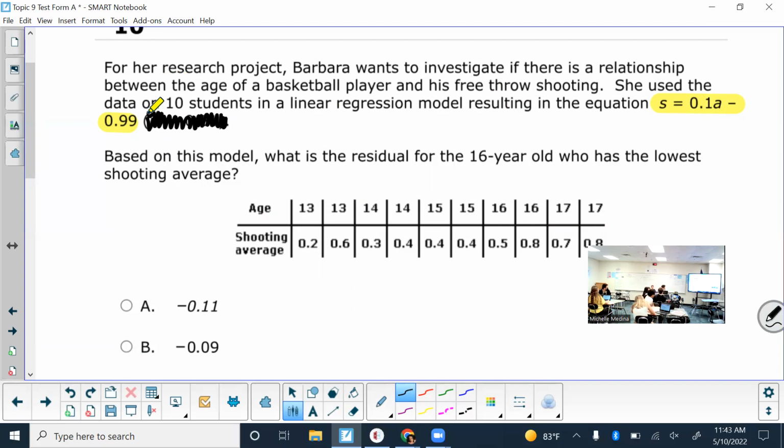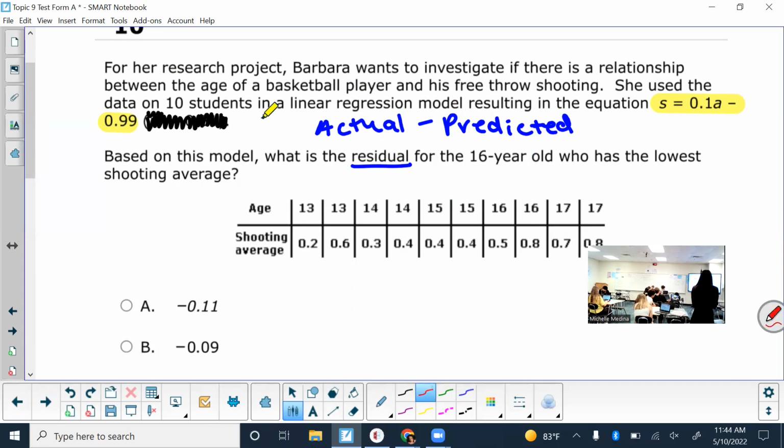So the question is, based on this model, what is the residual for the 16-year-old who has the lowest shooting average? What's the formula for residual? Actual minus predicted. Make sure you all write that down somewhere on your paper that I'm going to use. Actual minus predicted is the formula for residual.